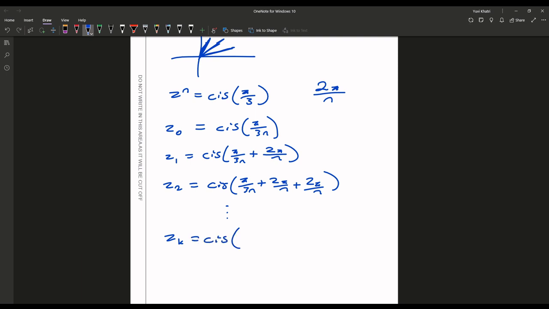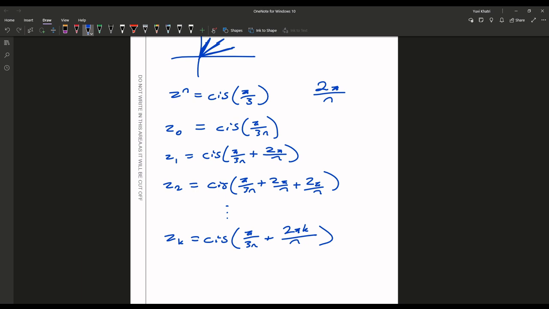So that's going to be cis of pi over 3n, but we add 2 pi over n, k times. So if k is 0, then it's just pi on 3n, which is here. If k is 1, then it's pi on 3n plus 2 pi over n. If k is 2, then it's pi on 3n plus 2 pi over n plus another 2 pi over n. So this makes sense. I'm just going to bring that k up here: 2 pi k over n.